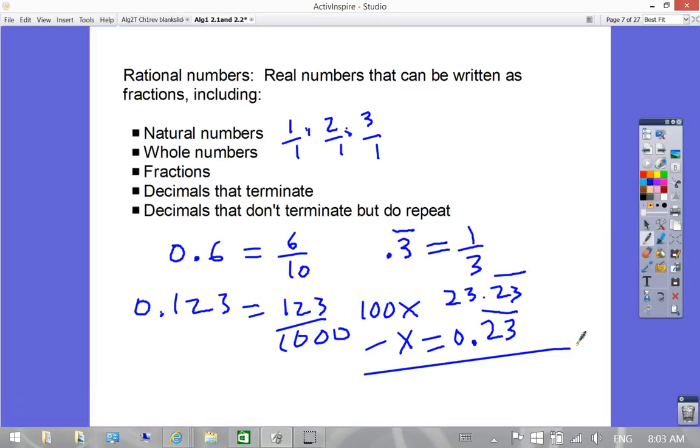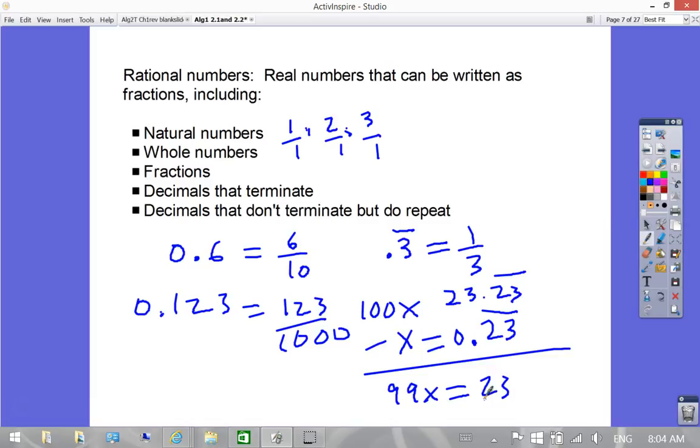You're just going to get the 23. The repeating part drops out. And on the other side, and this is a little advanced for us, that's going to be 99x equals 23. So that's the process you go by to show that a repeating decimal also is a fraction, right?